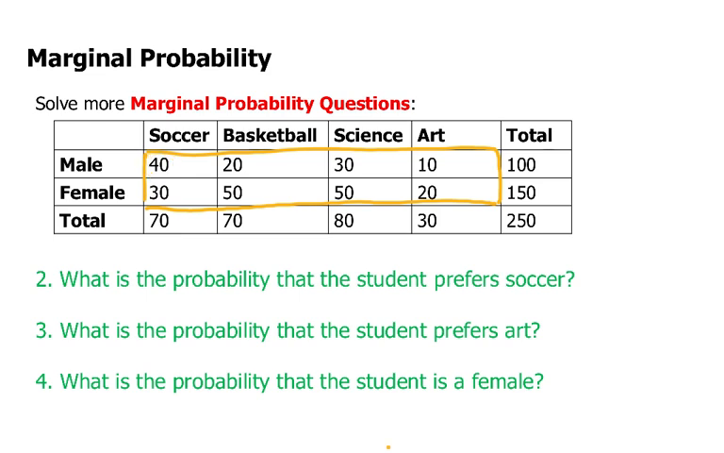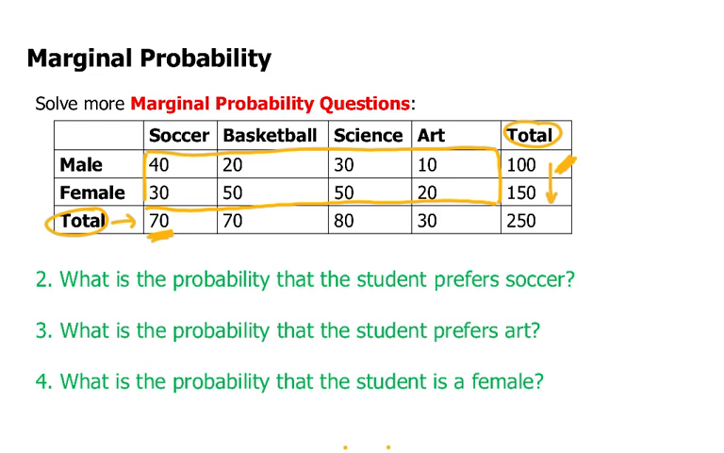These numbers going down this way are the totals. So we could look and say, look, total in our survey, whether male or female, 70 people preferred soccer. Or we can say total in our survey over here, there were 100 men, 150 women, and so on.